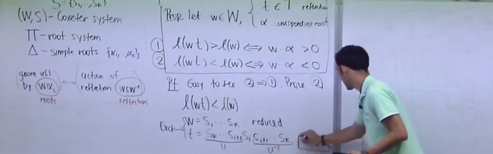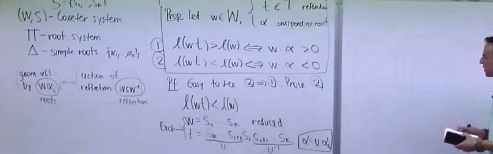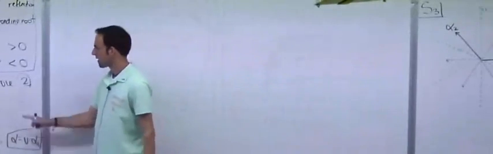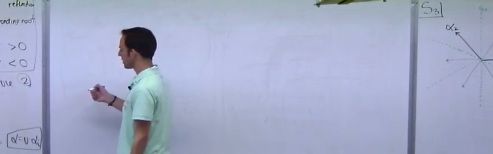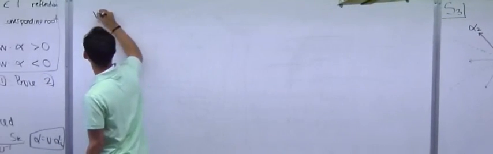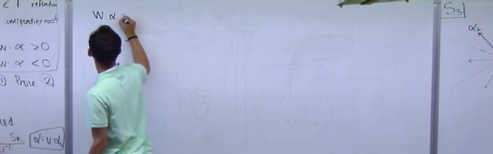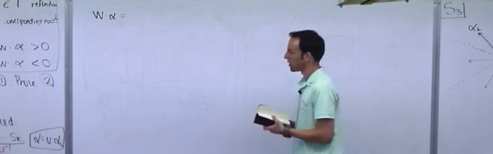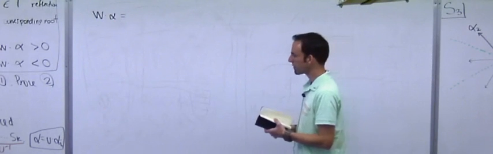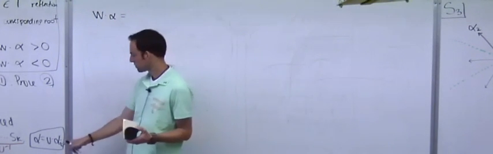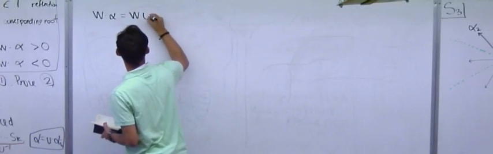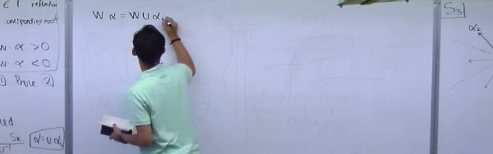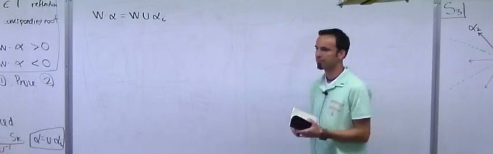And now that I have a formula for alpha, I can actually try to plug into here and hope that I can prove that W times alpha is negative. So what's W times alpha? Well, alpha is U times alpha I, so this is W U alpha I.